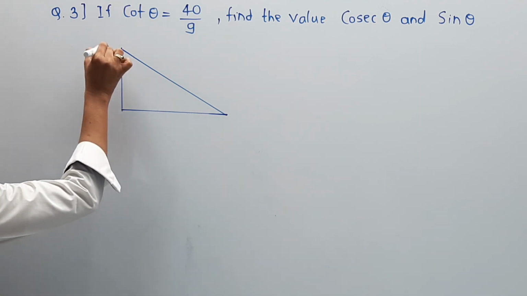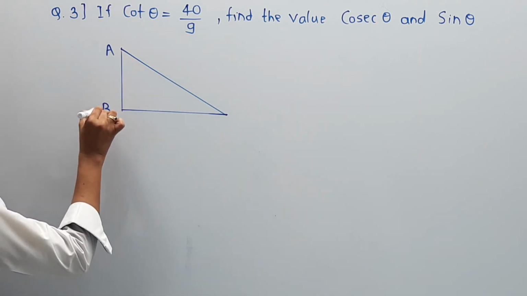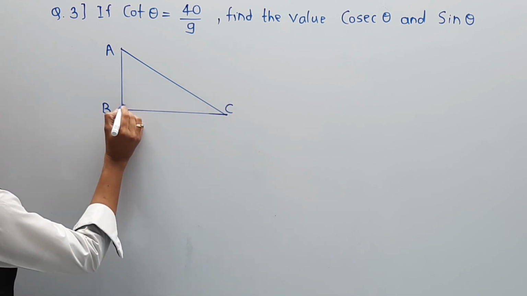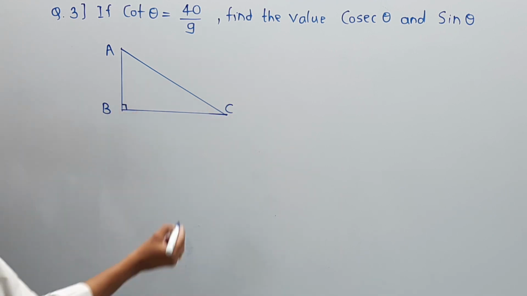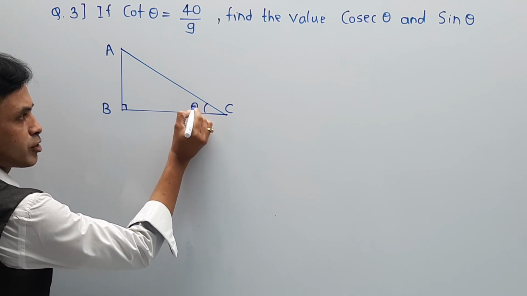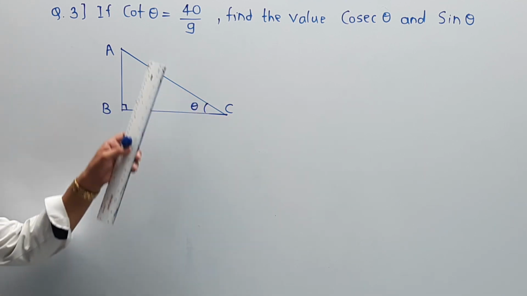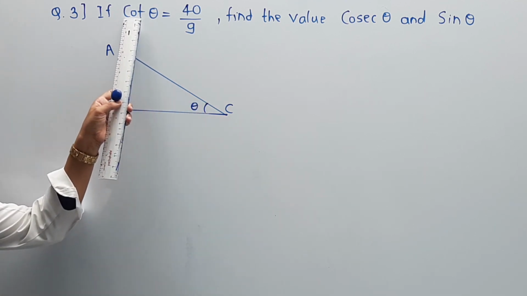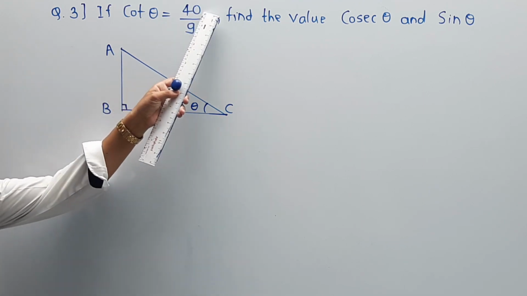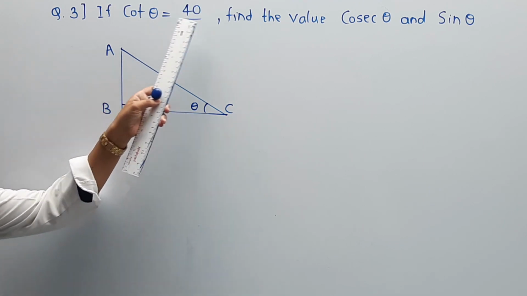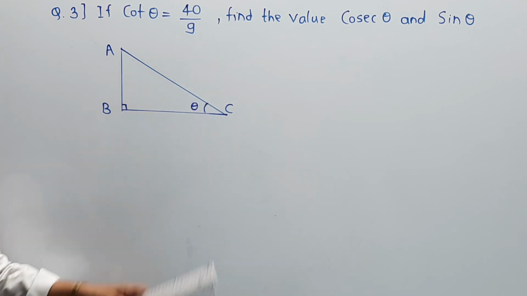Here, let us say I am going to call this triangle ABC. Angle B is 90 degrees. Let us say angle C is theta, and as per the condition, cot theta is nothing but adjacent side upon opposite side.